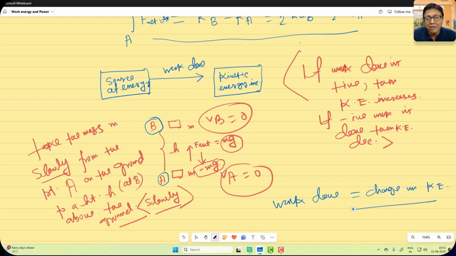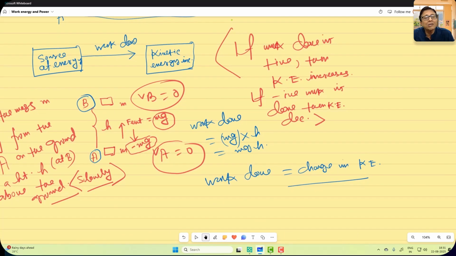What is the work done? That we have calculated before, in the previous session. The external agent applies a force mg, and that into h, so the work done is mgh. Can I say that this mgh is equal to the change of K? No, it will be wrong.